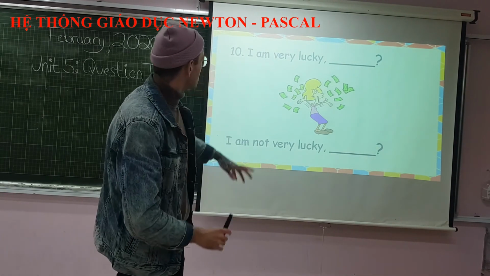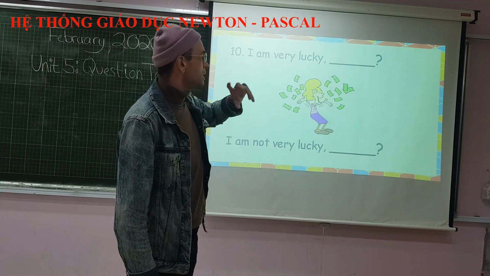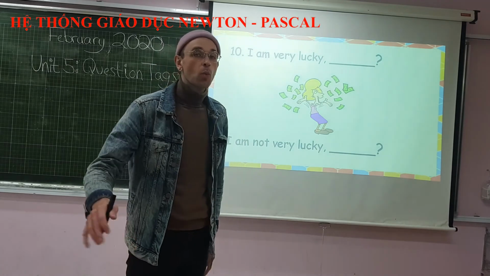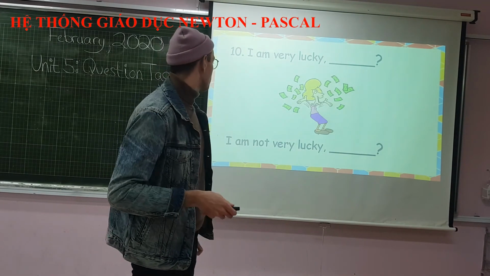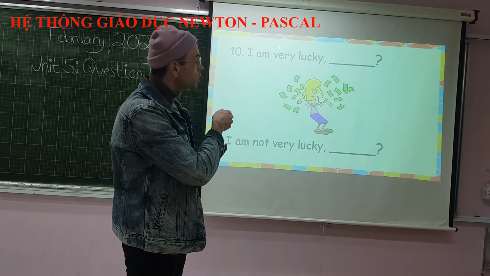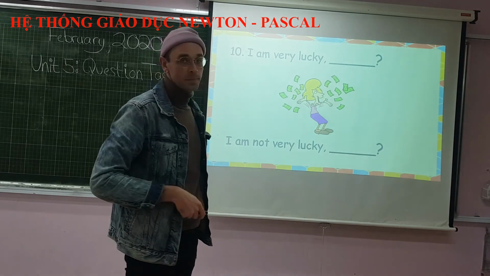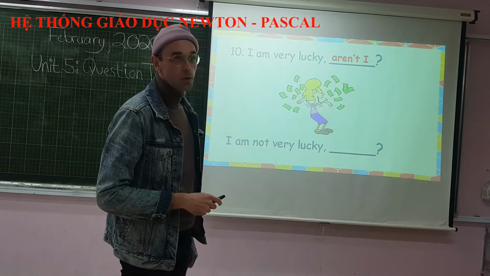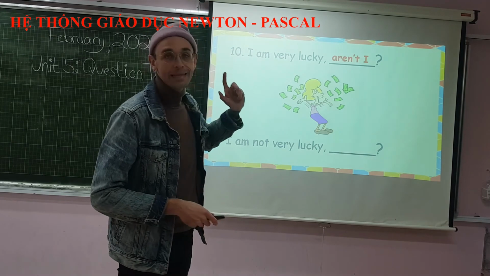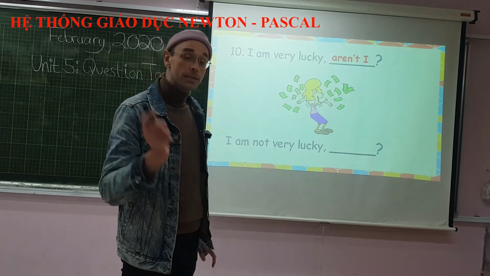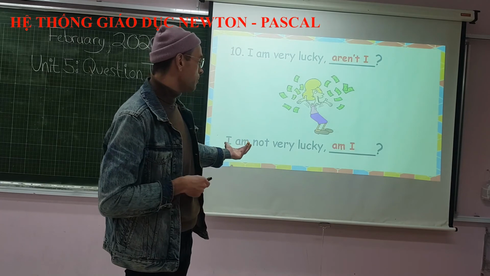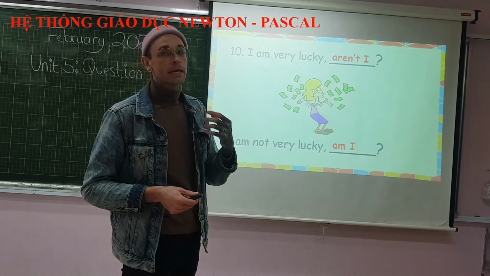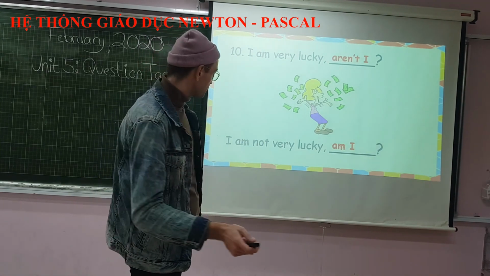Okay, so sentence number 1, I am very lucky, blank. Sentence number 2, I am not very lucky, blank. Which one of these is irregular? Which one of these is not going to use our to-be verb, am? Okay, well, the answer is sentence number 1. I am very lucky, aren't I? That's different than this sentence. I am not very lucky, am I? Or we could say, I'm not very lucky, am I? Okay?